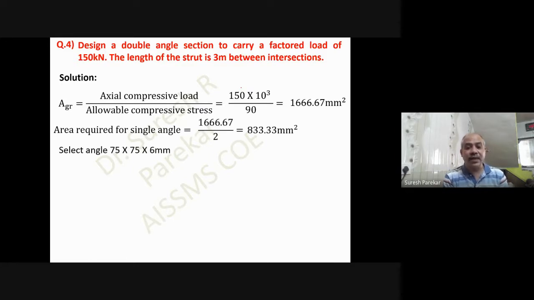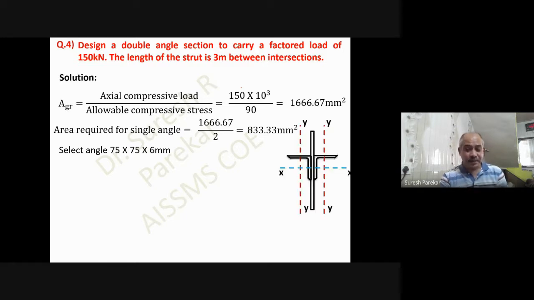Now you can find this area for single angle. Then from this we will select the angle section. Let my angle section be 75, 6 millimeters. We have considered an equal angle section, and I can consider it at the ZZ axis, and for the ZZ axis individual and whole are along the same line. So I need not calculate the value of RYY, because it is an equal angle section.